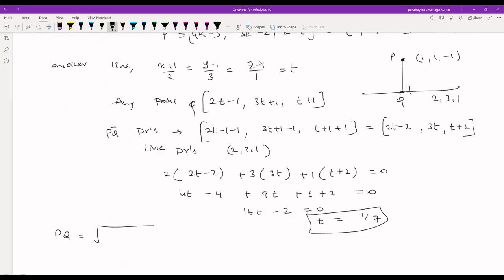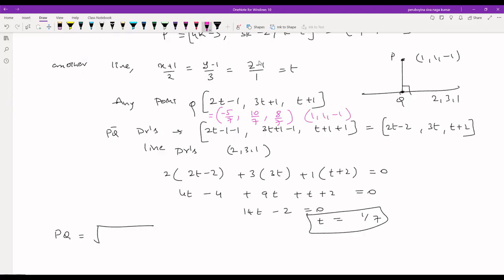T value 1 by 7. Then Q point can be, if it is 1 by 7, Q point can be 2 by 7 minus 1 minus 5 by 7. 1 by 7, if you write, 10 by 7. And this is 8 by 7. And look at the P point, 1, 1, 1.